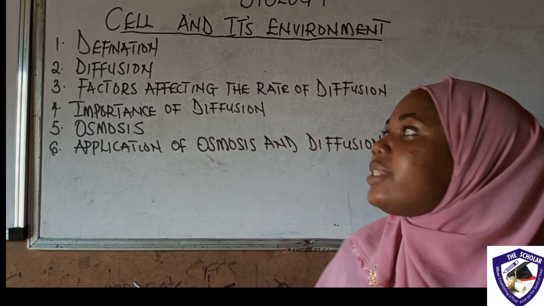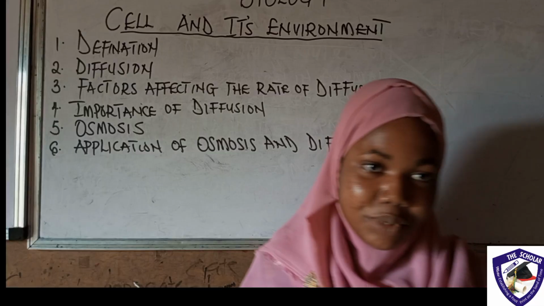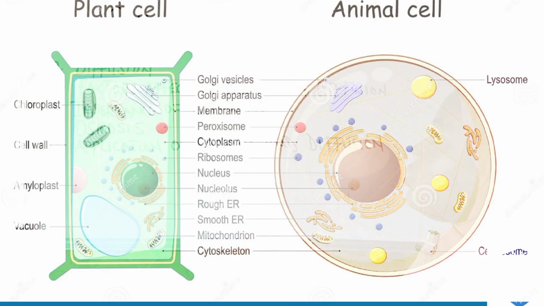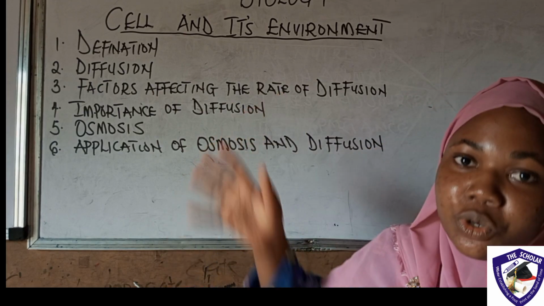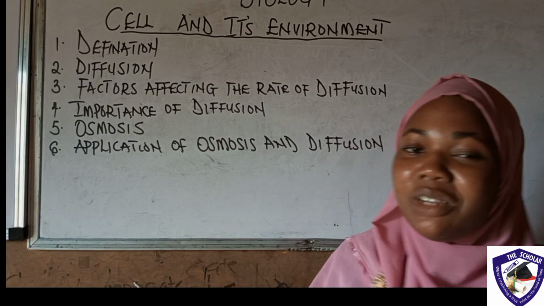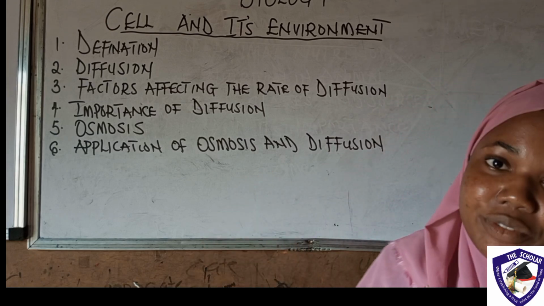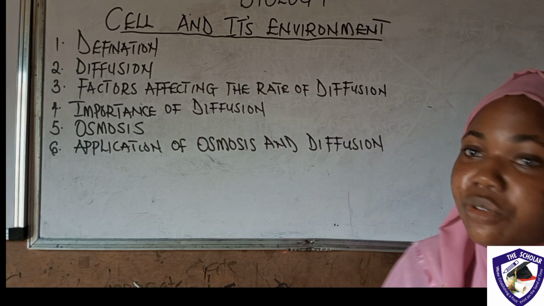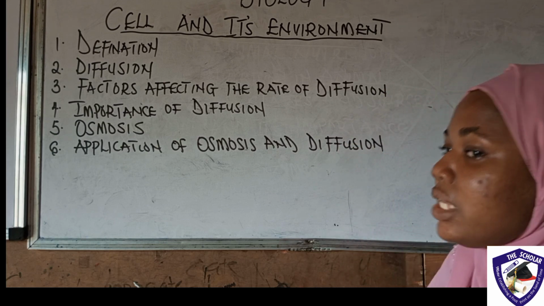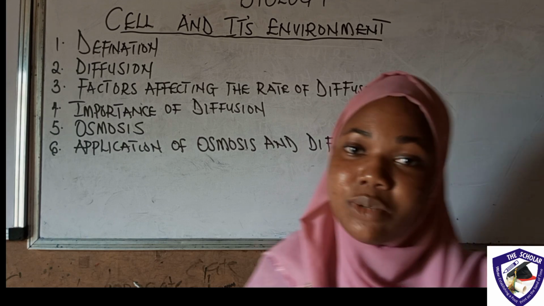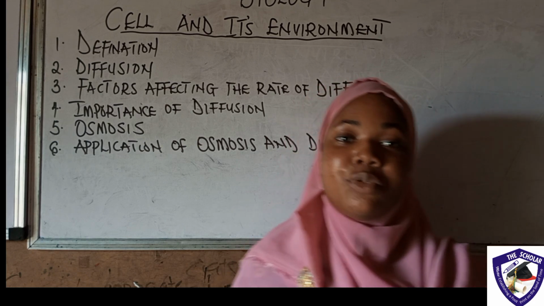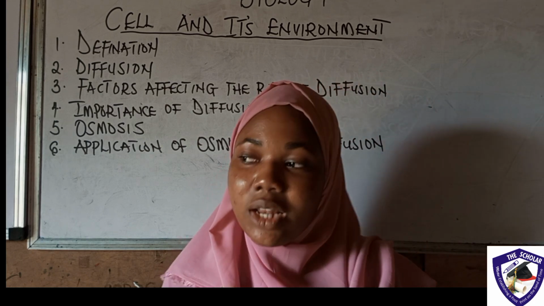So for today, we'll be looking at cell and its environment. In this topic, we'll be looking at definition, we'll be looking at diffusion, we're talking about factors affecting the rate of diffusion, we'll be looking at the importance of diffusion, also we'll be treating osmosis and the application of both osmosis and diffusion. Now moving forward, we'll be defining the cell and its environment.